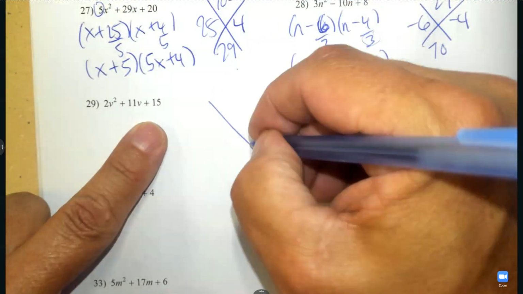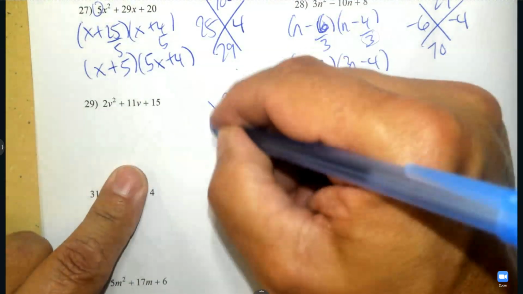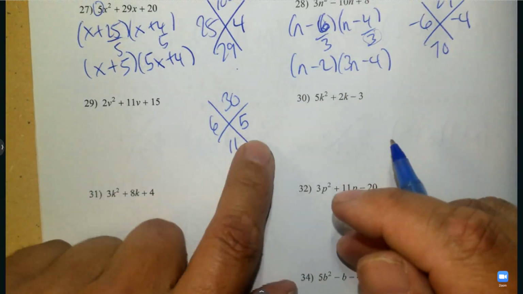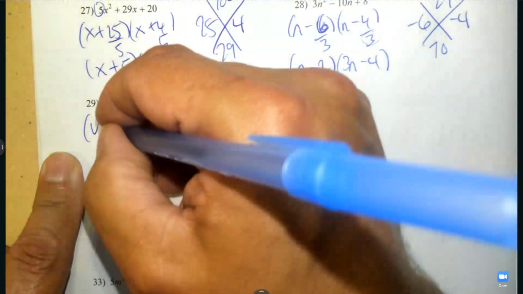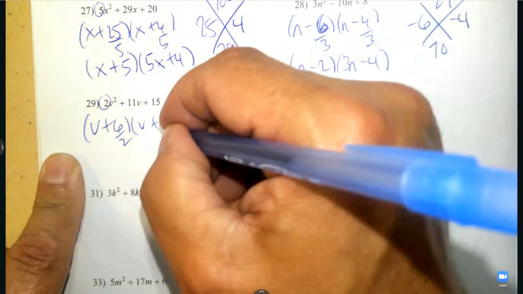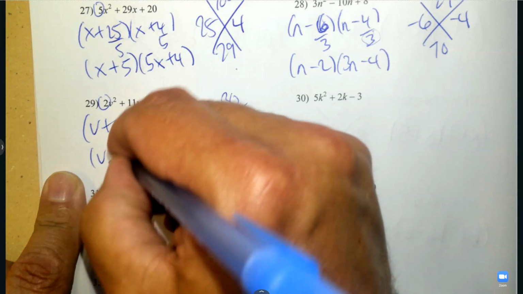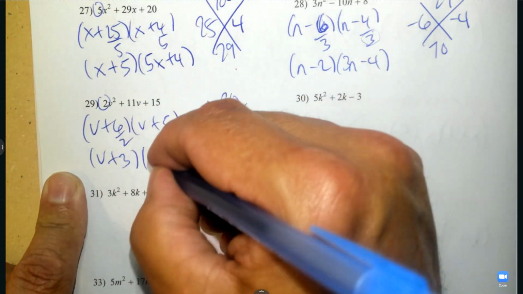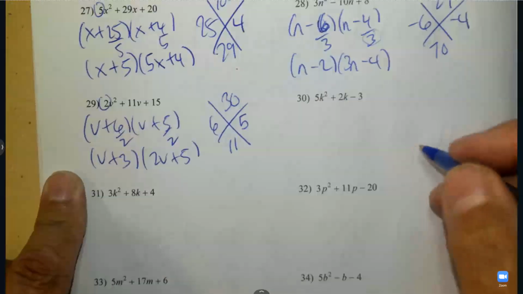2 times 15 is 30 and 11. Find the two numbers that fit, that multiply to 30 and add to 11. So we're going to write down 6 and 5. Then I'm going to divide by 2. So that gives me 3, and then slide the 2 in front, and that gives me 2v plus 5.